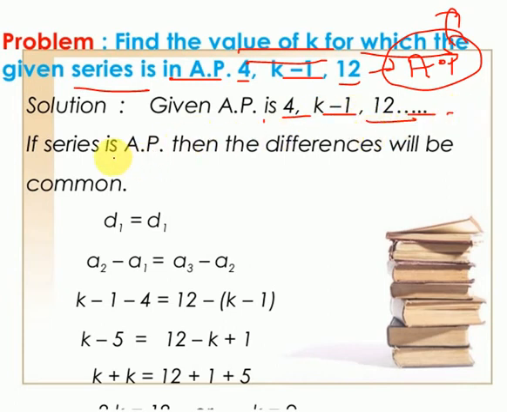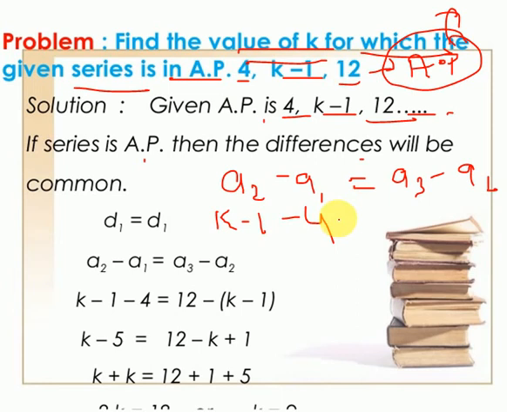Okay, if the series is AP, then the difference will be common. Okay, this is in AP, so there is a common difference. So how will we find the common difference? That is a2 minus a1, right? And what is a2? That is k minus 1. And what is a1? That is 4. So k minus 1 minus 4. Okay, now the difference is equal. It means that a3 minus a2 will also be equal, right? Because if I subtract a2 minus a1, I will get the same result. If I subtract a3 minus a2, I will get the same result. So I can write equal here.